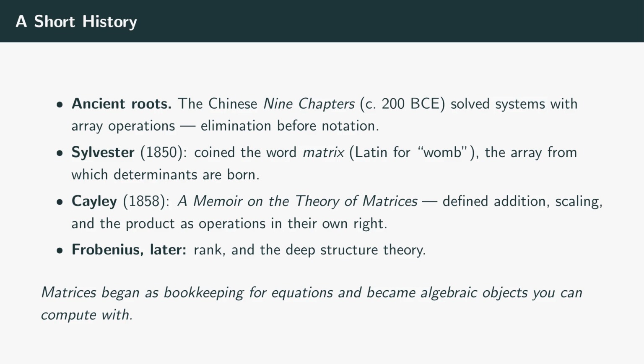In 1850, James Joseph Sylvester coined the word matrix, borrowing the Latin word for womb because he thought of the array as the womb from which determinants are born. Then in 1858, Arthur Cayley wrote A Memoir on the Theory of Matrices, the paper that treated matrices as objects in their own right. Cayley defined addition, scalar multiplication, and crucially the matrix product as operations you could do algebra with, not just bookkeeping for equations.